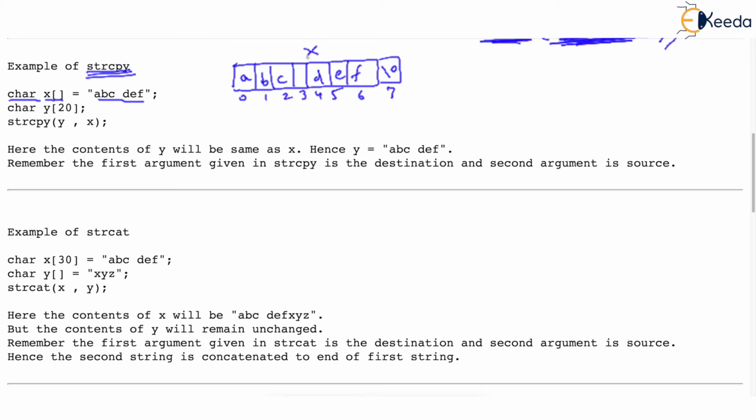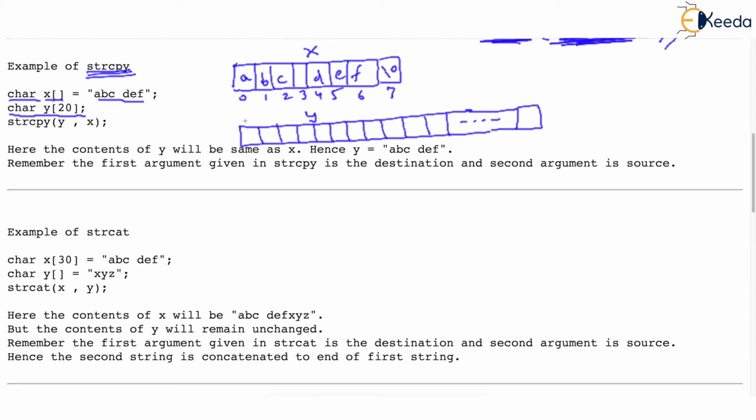Okay, this is x. And now we have declared one more array y, you watch. But y is not initialized. Check that. That means y is also in the memory, and this y is having locations from 0 to 19 because it is a 20 location array. Okay, this is 0, this is the 19th location. Now what we want to do, we want to simply copy the contents of x in y. In short, we want y to become equal to x.